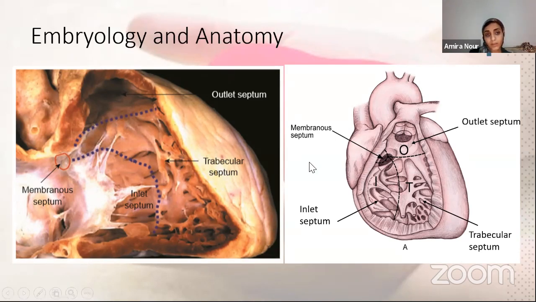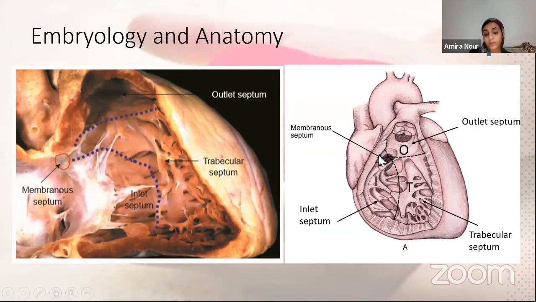So anatomically, we will divide the interventricular septum into four parts. First of all, the membranous part of the septum, the inlet portion of the septum, the trabecular portion of the septum, and the outlet portion of the septum. And again, I stress that this is from the right ventricular view.